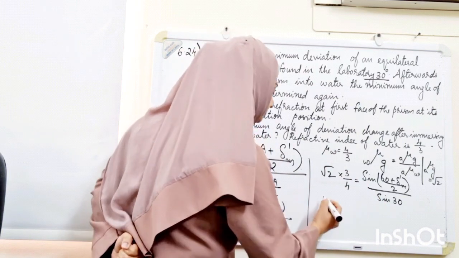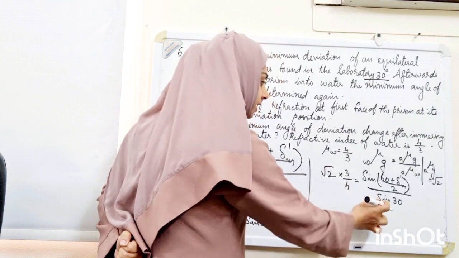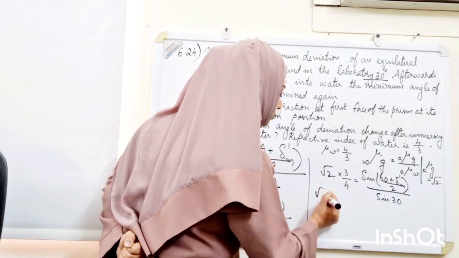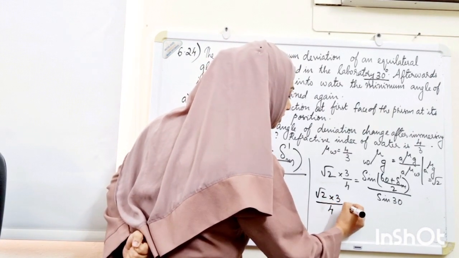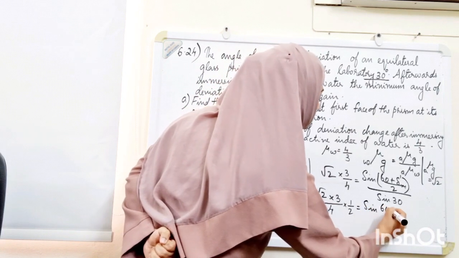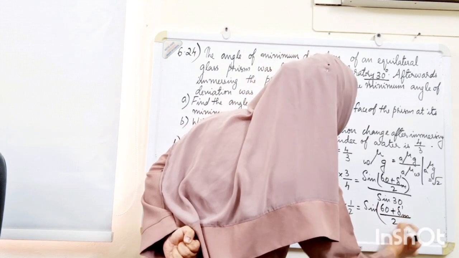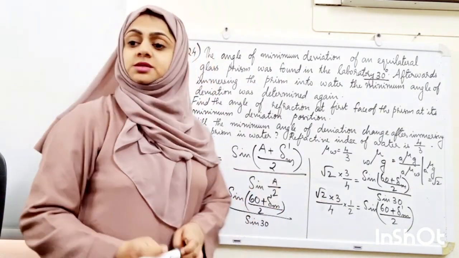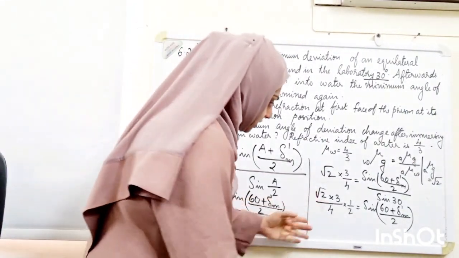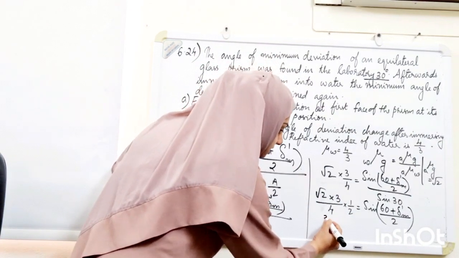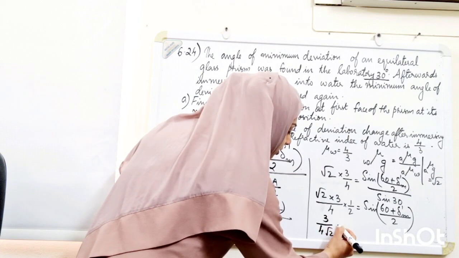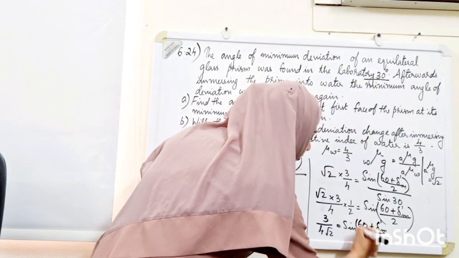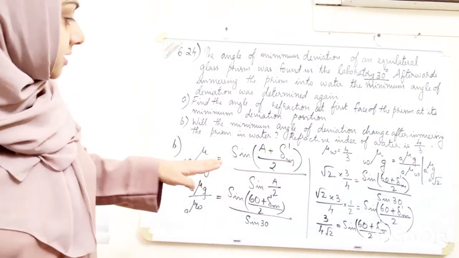So half we will take to this side. So root 2 into 3 by 4, and when I multiply here with 2, so this will become root 2 times 3 by 4 into half is equal to sine (60 plus delta m prime) by 2. Okay, so here you can find what is this value. You can use the calculator and find this value. The value is, 2 and root 2 are here, so I will cancel it and I will write it as 3 divided by 4 root 2. So this is equal to sine of (60 plus delta m prime) by 2. Now I don't have space here, so I will rub this part for further steps.